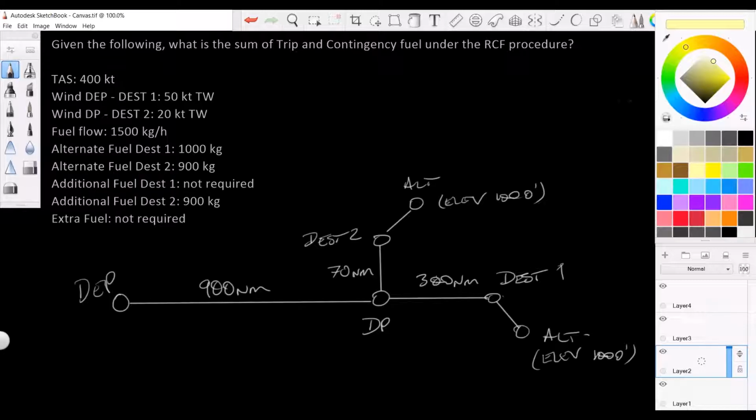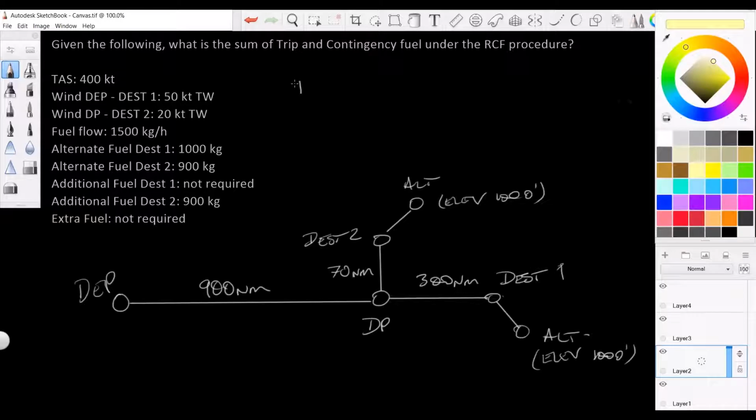So let's do the calculation for this question. The first thing I'm going to note is the distance. We're going to do both calculations: the calculation for the reduced contingency fuel for destination 1 and the calculation for destination 2, which of course requires full contingency fuel. If you look at the regulations, the destination 2 calculation refers to the contingency fuel from the basic procedure, so you need full contingency. But the first calculation we're going to make will be for destination 1, which has the reduced contingency fuel.